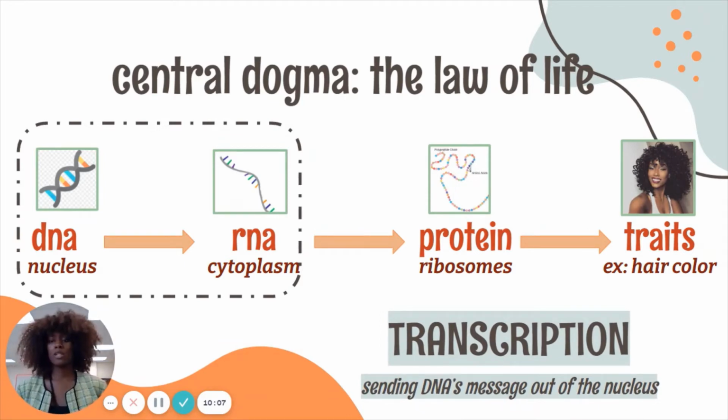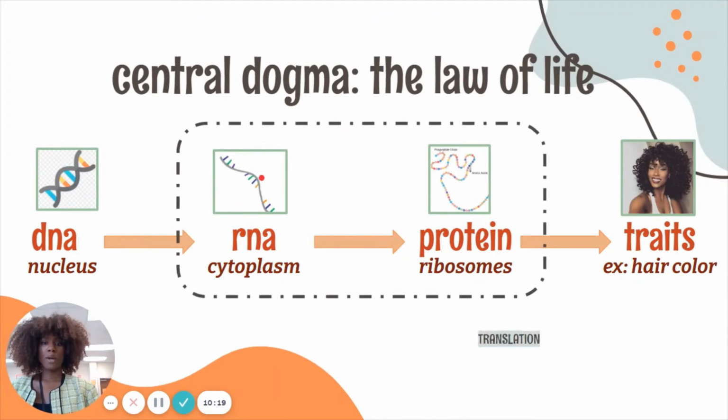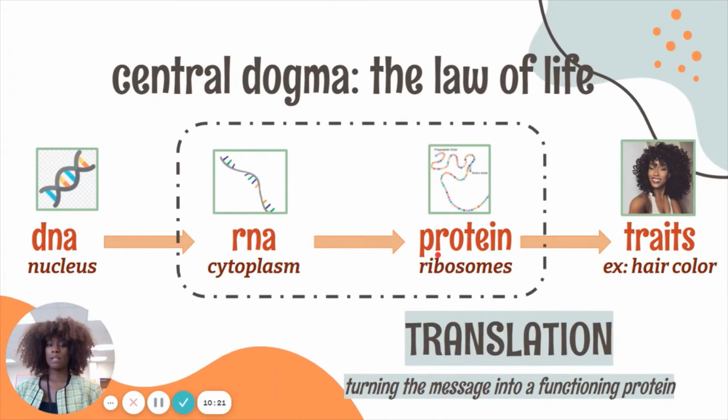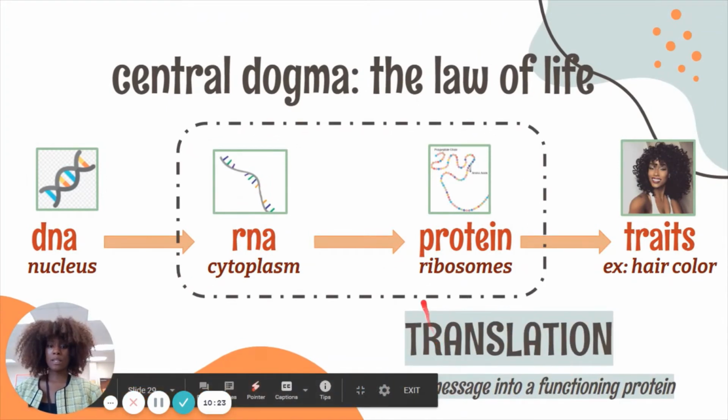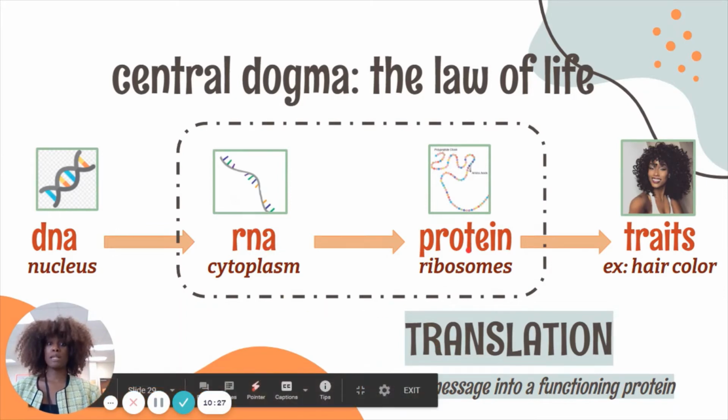Okay. So again, now we're going to get into the specifics, some more things that you have to know. So DNA into RNA is known as transcription. So that's sending DNA's message out of the nucleus. It's going to transcribe half of the DNA into an RNA. Okay. RNA to protein is what's known as translation. That's actually turning DNA's message into a functioning protein.